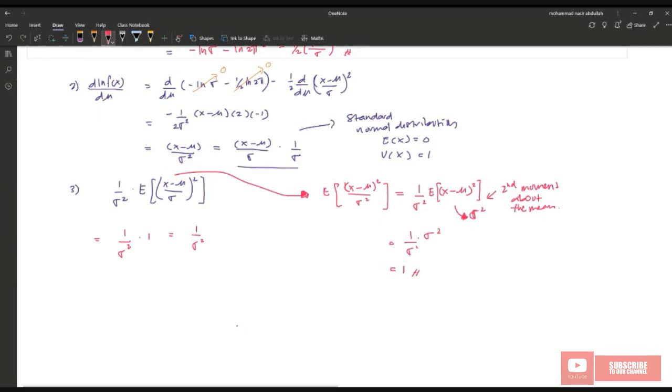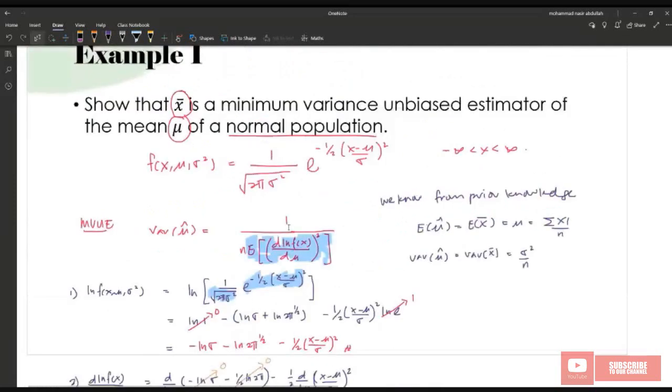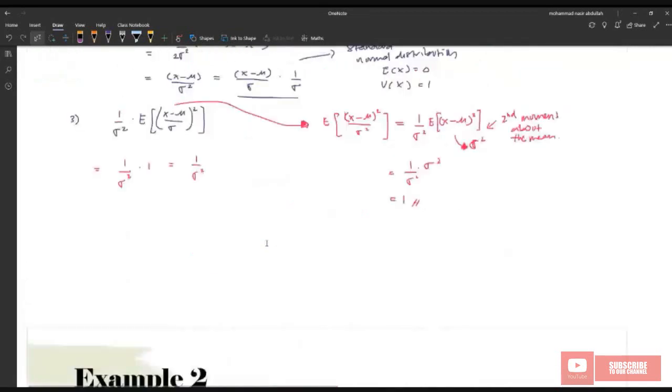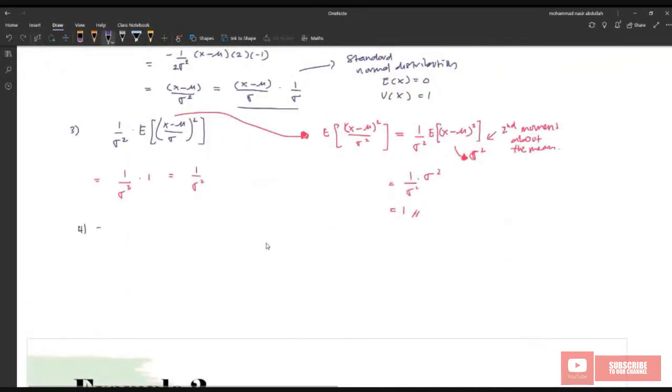So the step number 4, by looking at the formula, we will need 1 over n multiplied with the expected value. So step number 4 should be equal to 1 over n multiplied with 1 over 1 over sigma squared. So this one should be equal to sigma squared over n. So this value is equal to the variance of mu hat, should be equal to sigma squared over n.